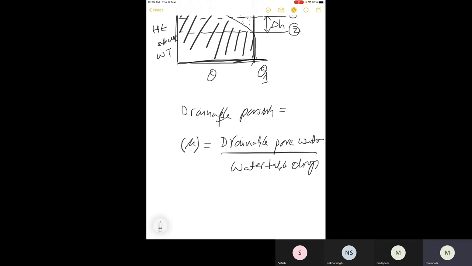So in order to bring the water table from position one to position two, how much pore space is being drained, and what is the amount of water you collected? That's the drainable pore water. It is the drainable pore water resulting from a unit drop in water table. So that's the drainable porosity.